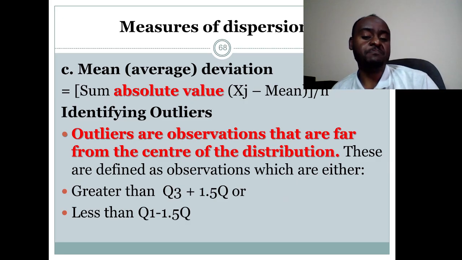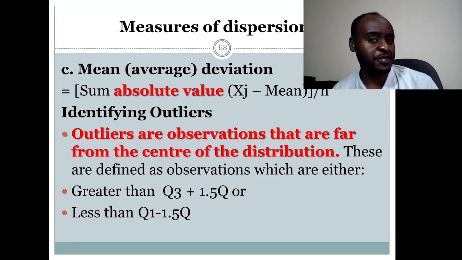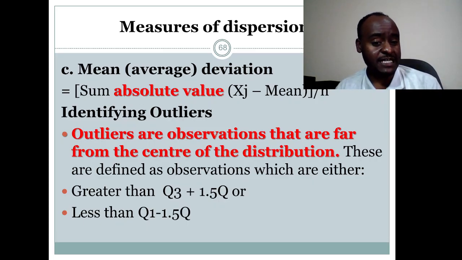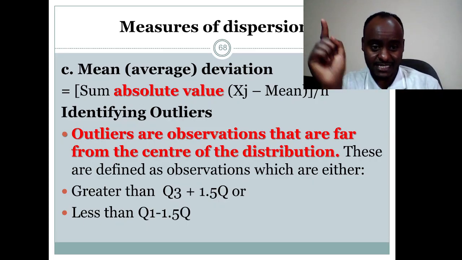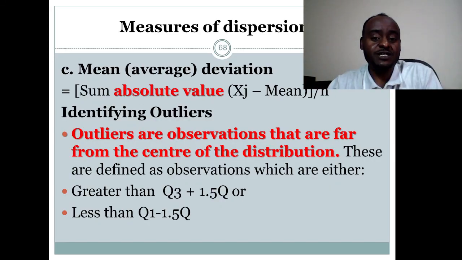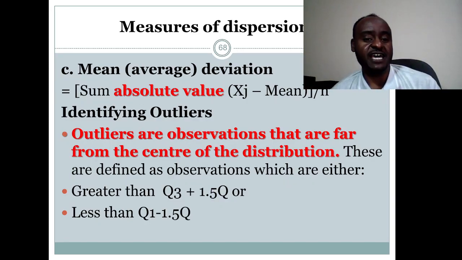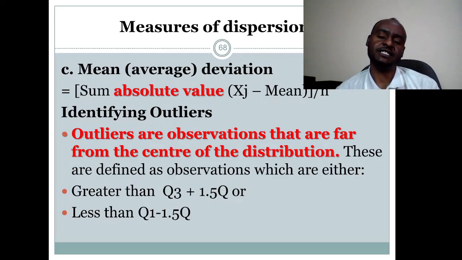Alright, now let's talk about mean or average deviation. This is also the third measure of dispersion. It is a summation of the absolute value of the difference between a given data point minus the mean, divided by n, the number of observations. This is what the absolute deviation is.